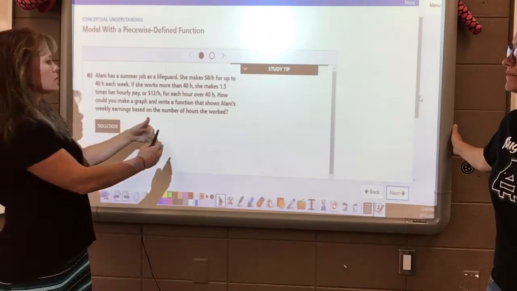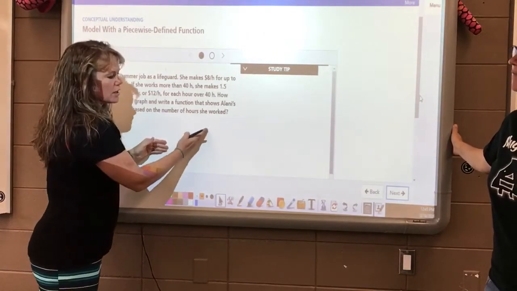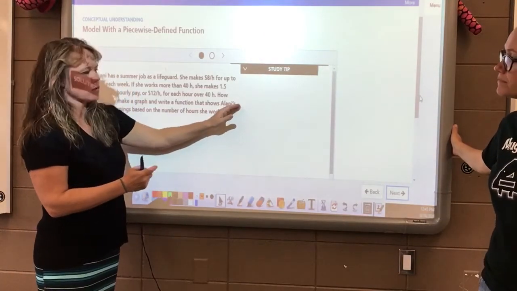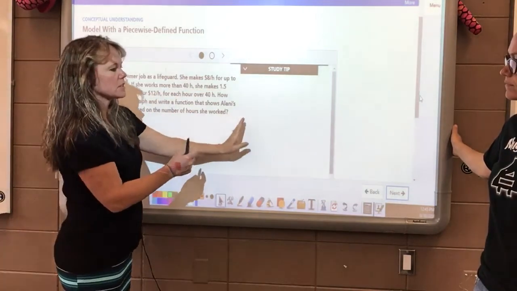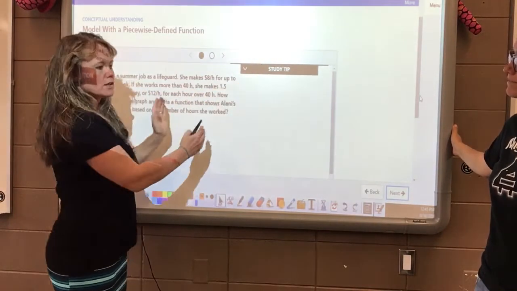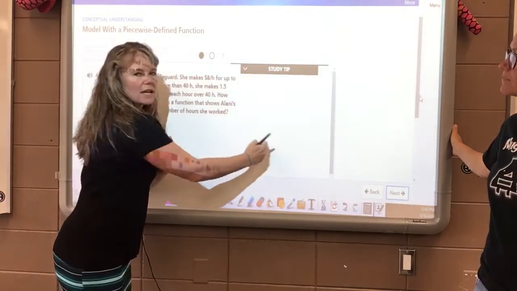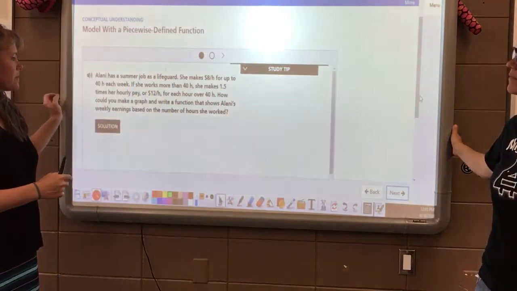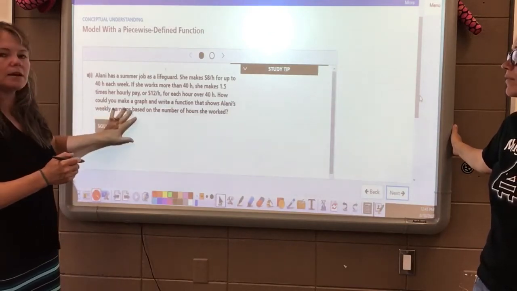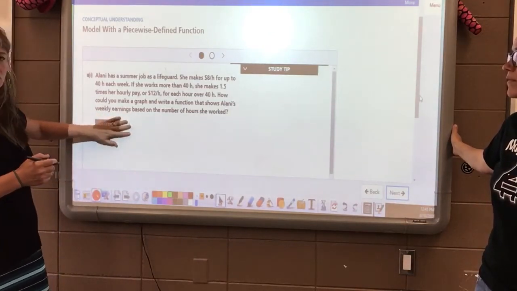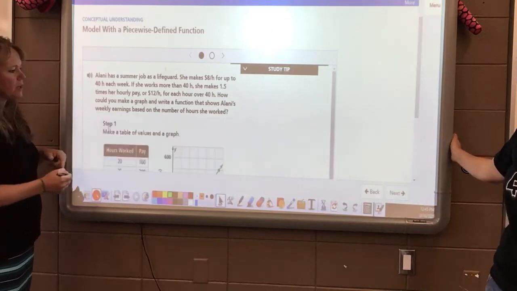So for the first 40 hours, it's just a straight line, $8 times how many hours she works. But then when she gets to this one point, the slope of that graph is going to switch. So different pieces of the x-axis have different behaviors. How could you make a graph and write a function? So again, I just did it, but think before you hit solution, thinking through it, making a prediction.